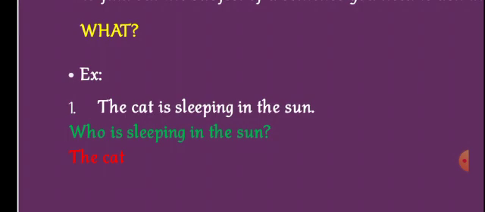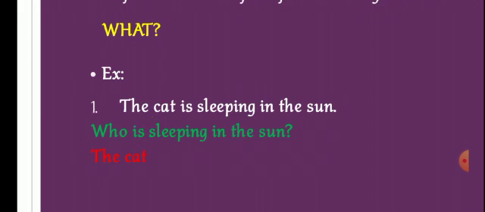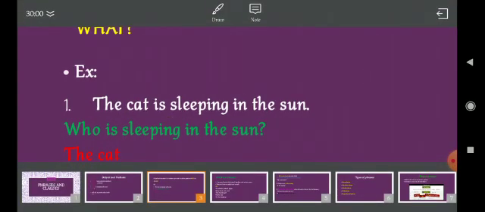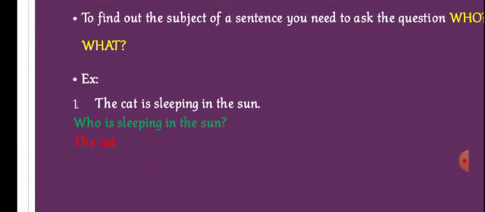Now see this sentence here, okay? The cat is sleeping in the sun. In this sentence, just imagine you all don't know what the subject is. First of all, the first thing you have to do is recognize the verb. What is the verb in this sentence? Is sleeping. This is the verb, right? Is sleeping is the verb.